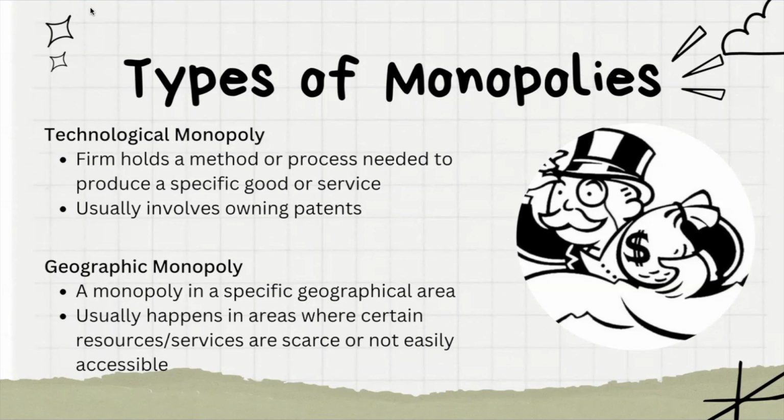The fourth one and the last one is going to be geographic monopoly. Geographic monopoly is a monopoly in a specific geographical area. This usually happens in an area where certain resources or services are scarce or not easily accessible. Also, if there is a key resource that is only produced in one specific place, but is very key in producing the good.